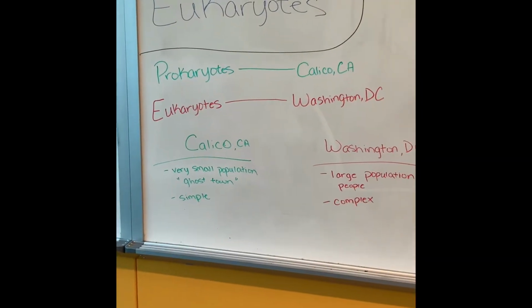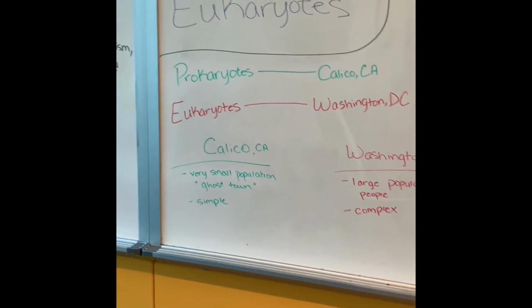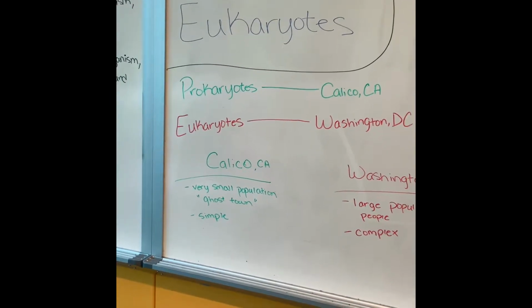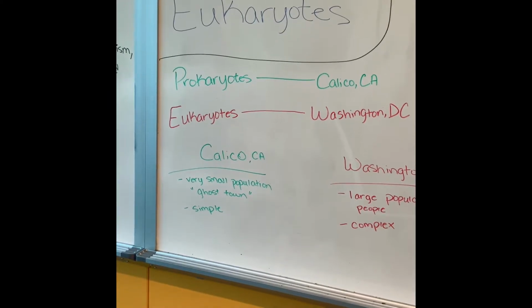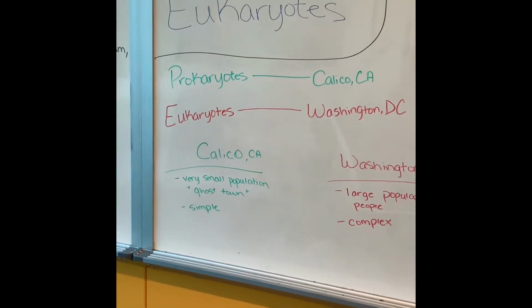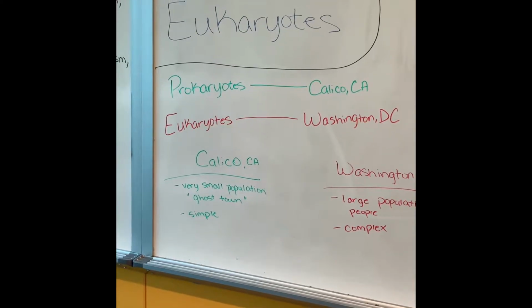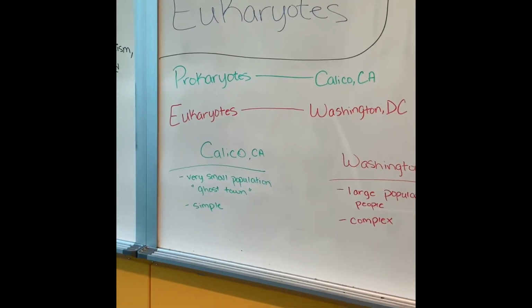Okay, so for our presentation, we came up with an analogy comparing prokaryotes to a ghost town, and the ghost town that we chose was Calico, which is in California. And for eukaryotes, we are comparing it to a big city, and the big city that we chose is Washington, D.C.